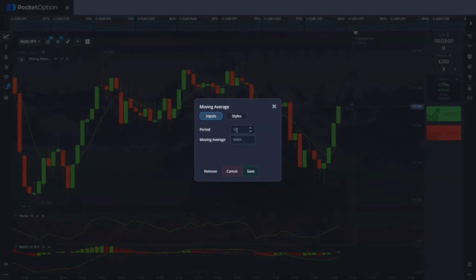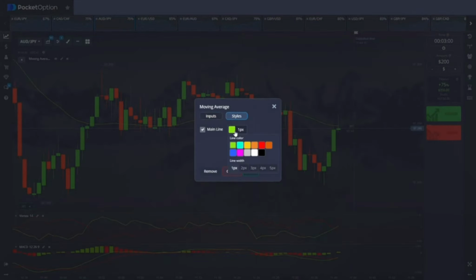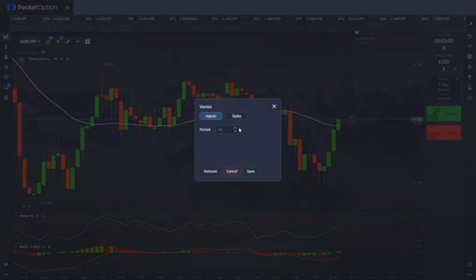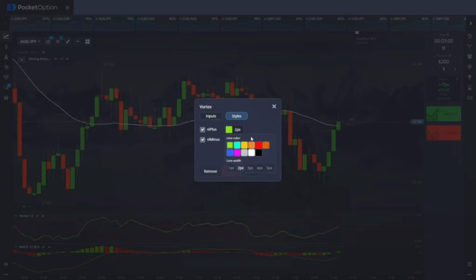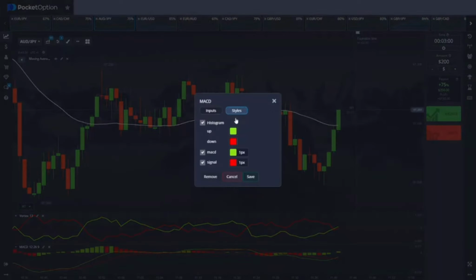Your moving average type should be WMA and the period 50. Then the vortex indicator period should be 13 and you customize if necessary. For the MACD indicator, you only add line thickness if you want it more visible, otherwise you leave it at default.